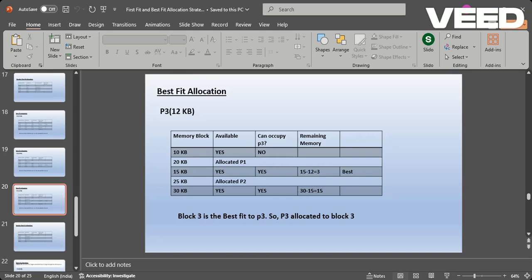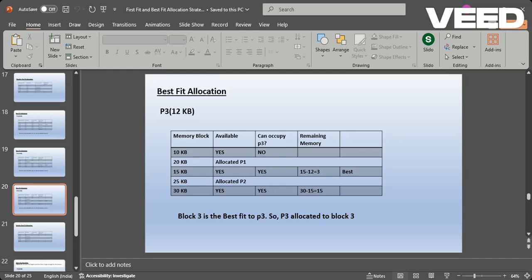Then process 3, which needs to be allocated, starting from the beginning. 10 kb is not enough to store the 12 kb process P3. Then the next block, 20 kb, is already allocated to P1. The next block, 15 kb, is enough to store P3, so we find the memory wastage. 15 minus 12 equal to 3. Then the fourth block, 25 kb, is already allocated to P2, so it is not free space. The last block, 30 kb, is available space.